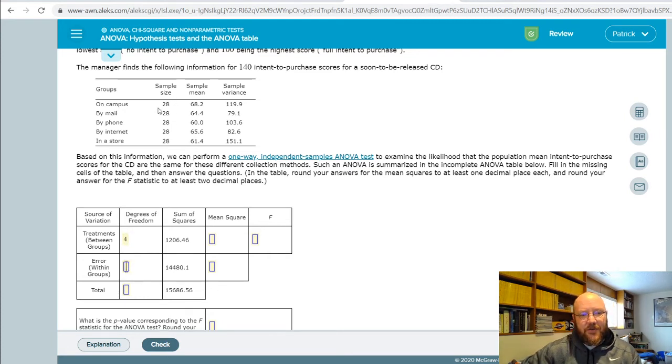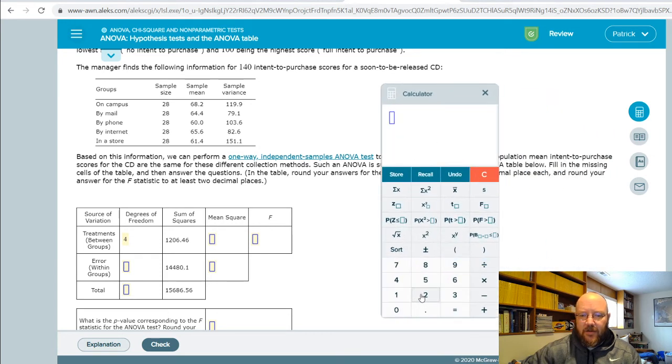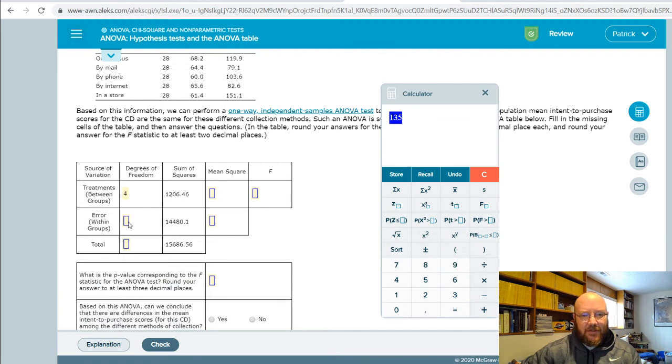Denominator degrees of freedom, remember you have to add all these up. So we got 28, five of them. Okay, and then subtract out the number of categories. We got five categories, okay? So if you hadn't done that previous problem, this one would be really intimidating, okay?